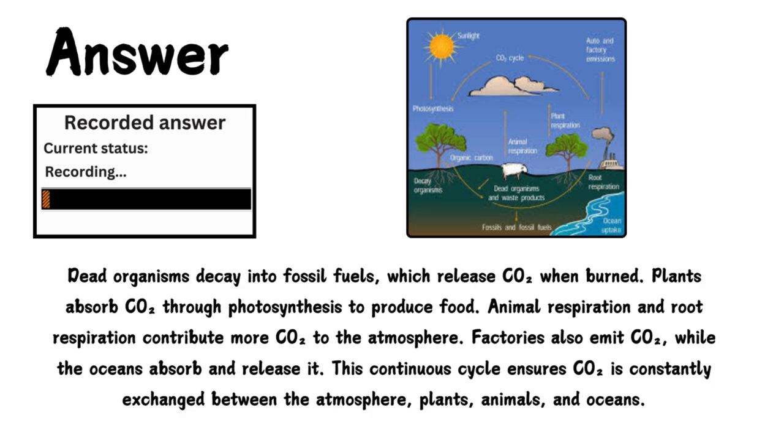Dead organisms decay into fossil fuels, which release CO2 when burned. Plants absorb CO2 through photosynthesis to produce food. Animal respiration and root respiration contribute more CO2 to the atmosphere. Factories also emit CO2, while the oceans absorb and release it. This continuous cycle ensures CO2 is constantly exchanged between the atmosphere, plants, animals, and oceans.